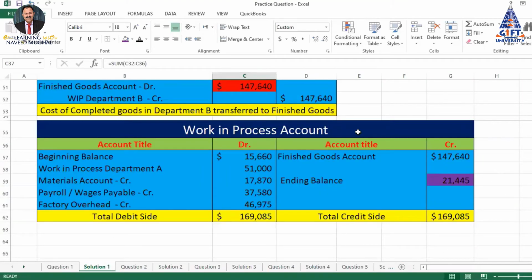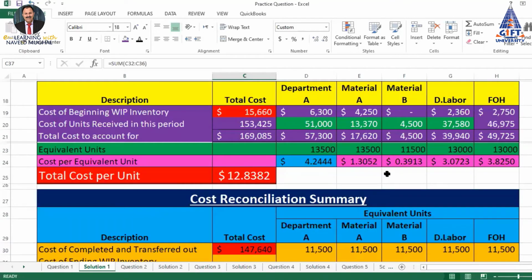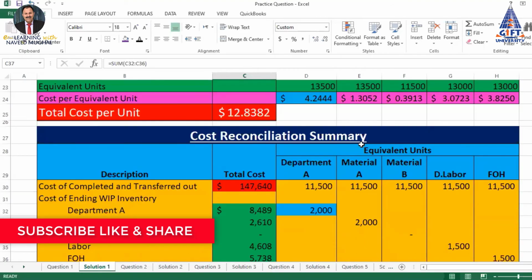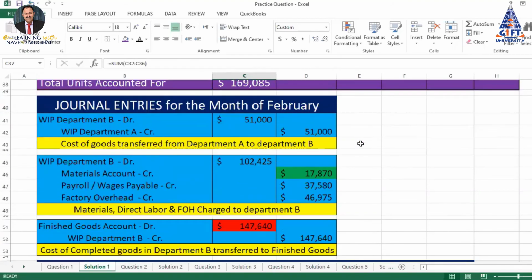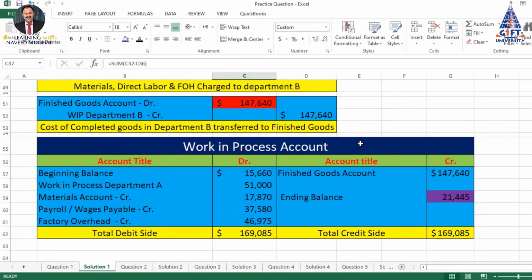In this way we can prepare our work in process account, and in this way you can understand the whole process of preparation of the cost of production report, and entries of process costing in a particular department, and preparation of the work in process account.